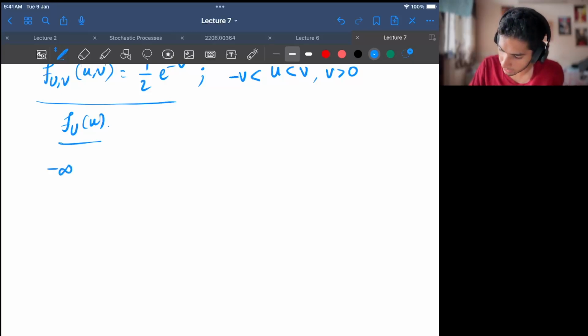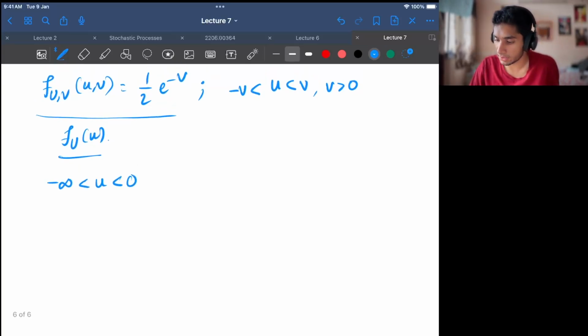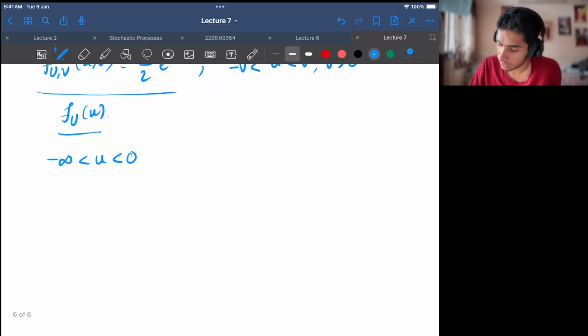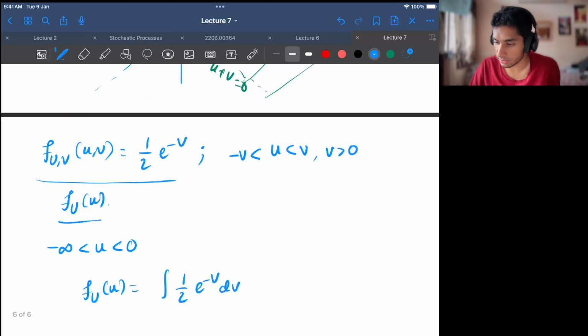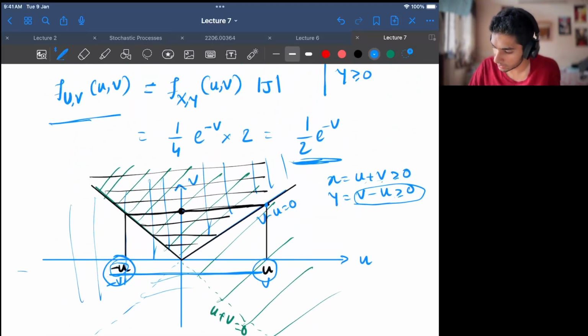So let us look at the range when u is between minus infinity and 0. What is the value of the marginal? f_U of u will be equal to the integral of half e raised to minus v dv. However, what will be the range of v in this case, if u is going from minus infinity to 0? Just look at this. It's basically this region. What is the value of v that it can take?